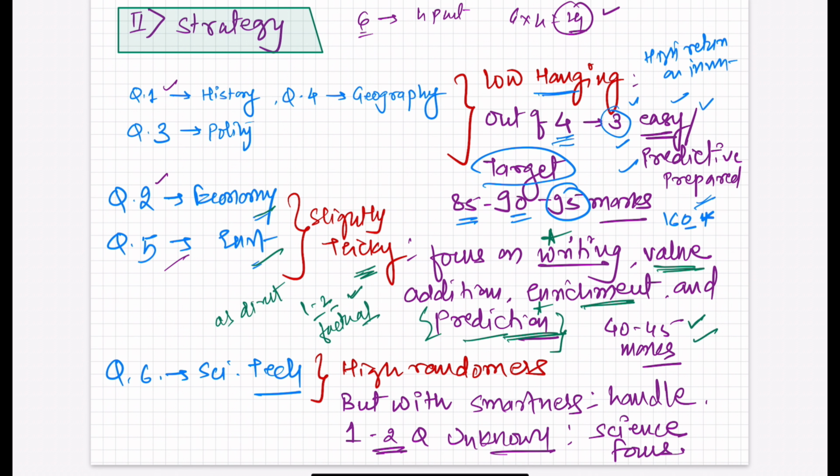And what is most random and the nemesis in the GK paper is question number 6, which is of science and tech. Here almost every year UPSC throws some randomness. Like last year there was a question on the lie detector mechanism. Earlier there was a question on UN light year.